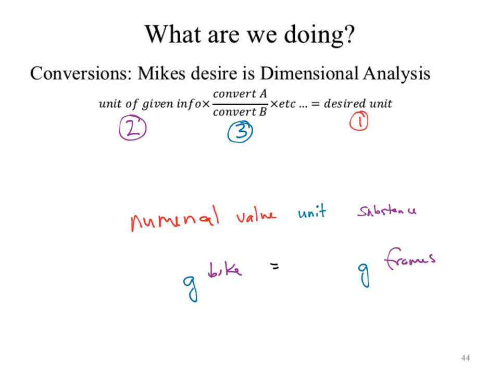Technically, no. What's the relationship? What's changed? The substance has changed, but where do we find the relationship between that substance? Chemical formula. You need the chemical formula. We would need the formula, the recipe for how you built that. Right, what is that recipe? How many frames make 1 bike? 1 frame. 1 frame, 1 bike.